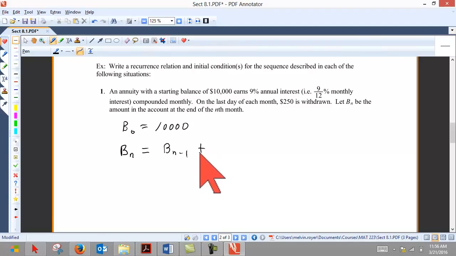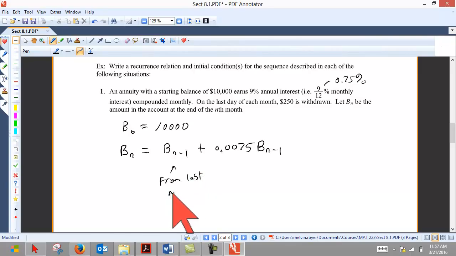One is that I earn interest. So that's coming to me, so it's a plus. And how much interest? Well, 9/12 is like 0.75%. So as a decimal, which is how I should work with it, 0.0075, that's the monthly interest rate. And if I multiply that by the previous balance, B sub n minus 1, that tells me how much interest I earned. So this is from last month. This is interest earned.